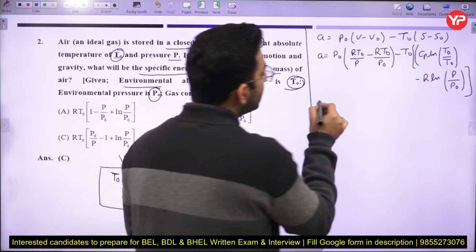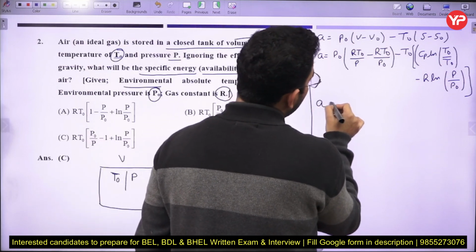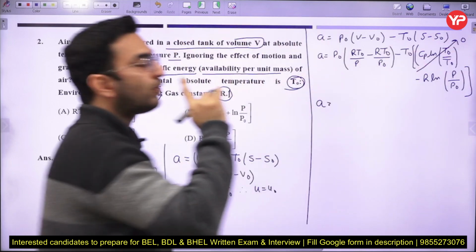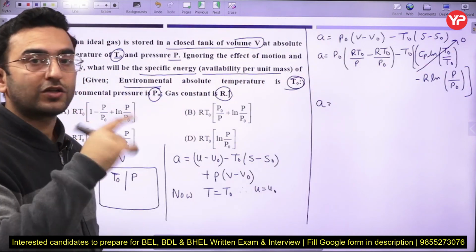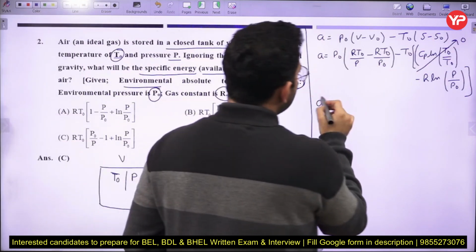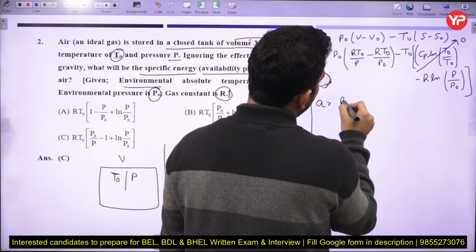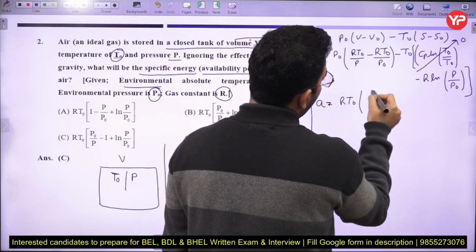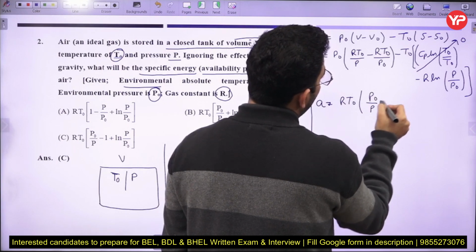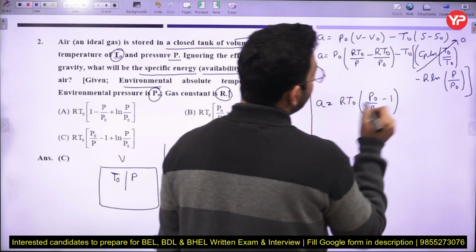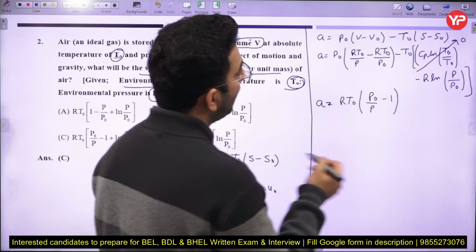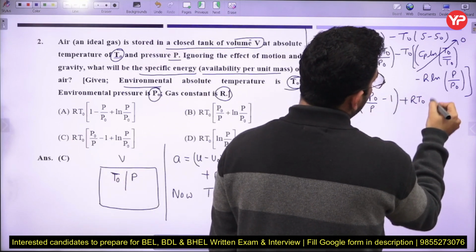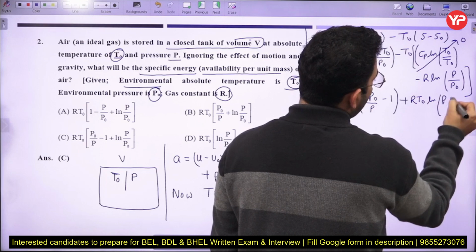So we can say the availability is going to be as follows. The first term is going to be 0 because the value of the natural log of 1 comes out to be 0 here. So we can say the availability can be written as R T naught (P naught upon P minus 1) plus R T naught ln of P by P naught.